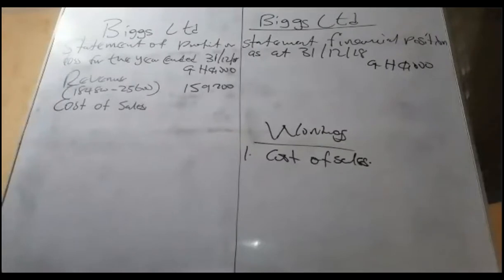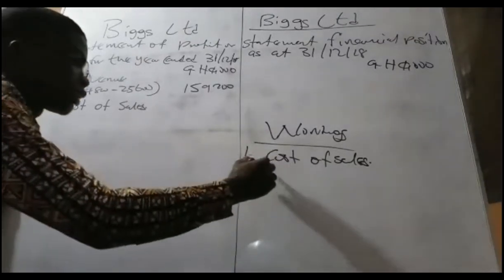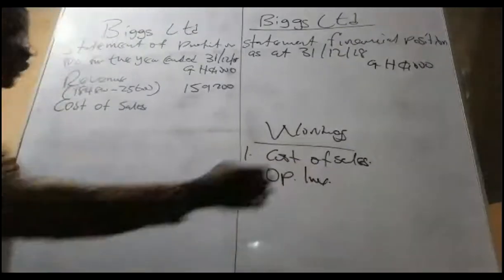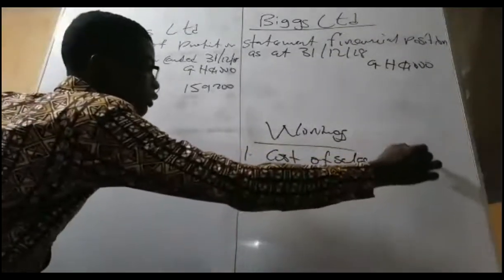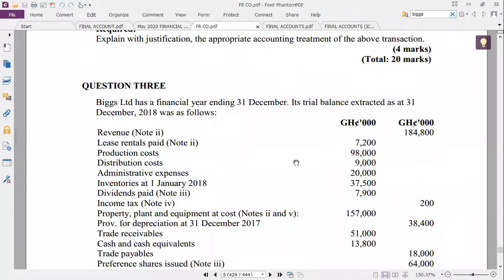Okay. Now let's continue the game. So I start the cost of sales. Tell the examiner that open inventory. If cost of sales is not given to us in the question, don't forget your three zeros. Must follow you. And let's go to the question and pick the open inventory. In the trial balance, open inventory is what?